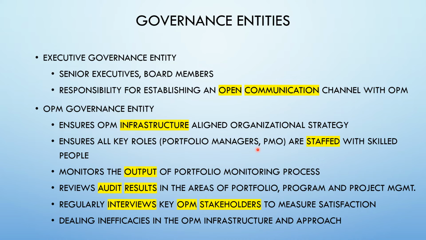It ensures all the key roles are staffed with skilled people like portfolio managers and PMO leaders. It monitors the output of the portfolio monitoring process, right? Reviews audit results in the areas of portfolio, program and project management. Regularly interviews the key OPM stakeholders to measure satisfaction. Deals with inefficiencies in the OPM infrastructure and approaches, and gets the feedback appropriately. Makes changes in the infrastructure or approach, right? So these are the activities the OPM governance entity includes.